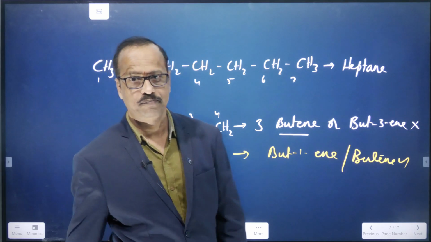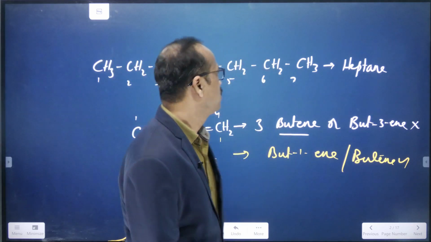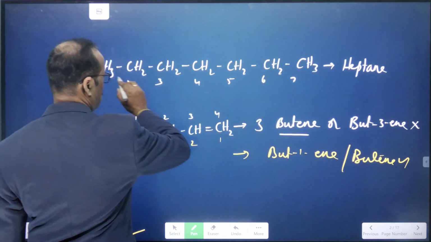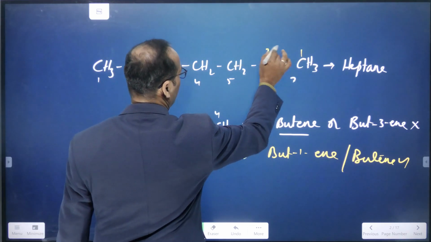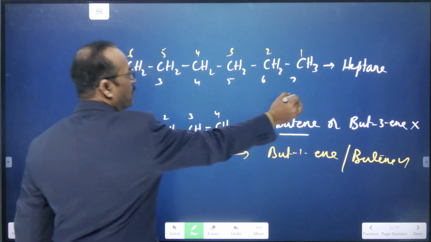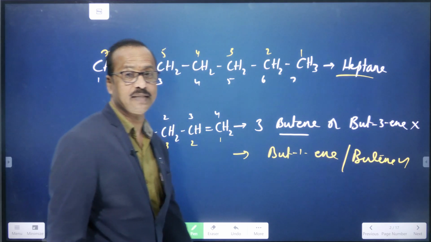So here, students, whenever the alkane has only single bonds, you can write heptane. You can count like this, 1, 2, 3, 4, 5, 6, 7, or you can count from the other side, 1, 2, 3, 4, 5, 6, 7. Again, the name remains the same.